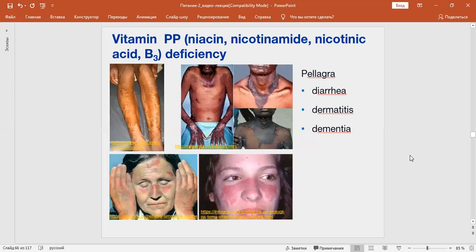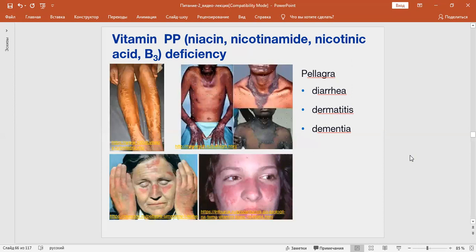Hydrochloric acid ceases to be produced in the stomach and severe flatulence occurs. The third system affected by pellagra is the nervous system. Its disorders in severe cases end with mental illness, memory loss, delirium, and dementia. So the symptoms of pellagra are the symptoms of 3D: diarrhea, dermatitis, and dementia.